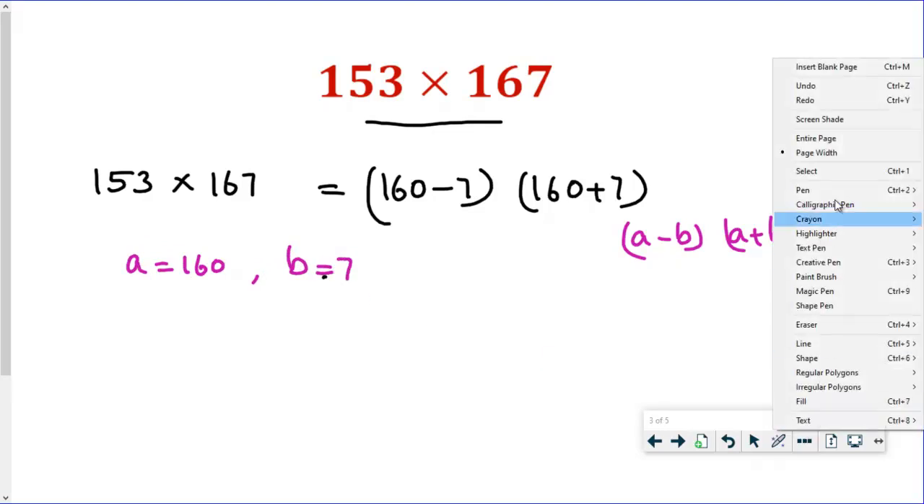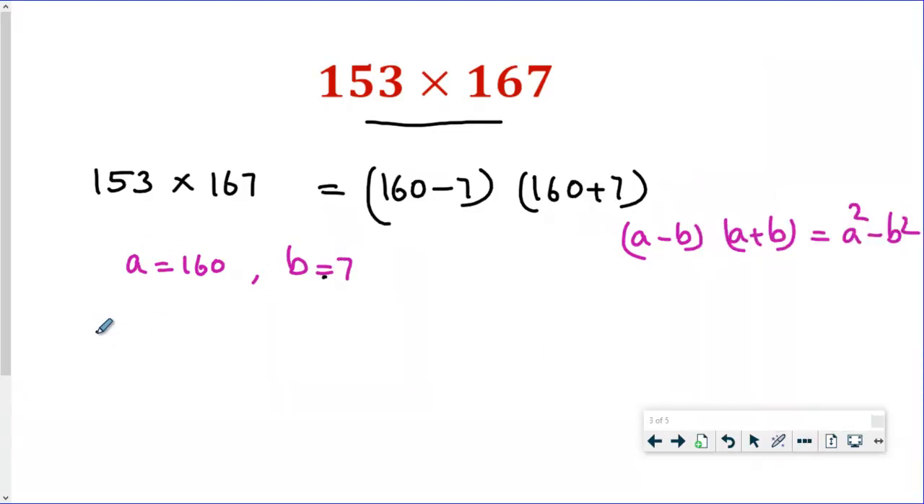Using these values, we can write 153 into 167 as (a minus b) into (a plus b), that is a square minus b square. Here a square is 160 square minus 7 square. Now you have to take 160 square.